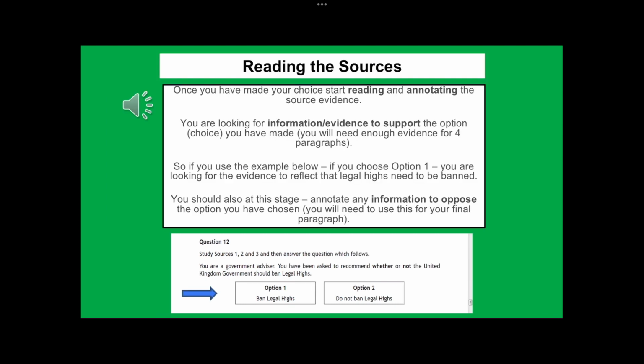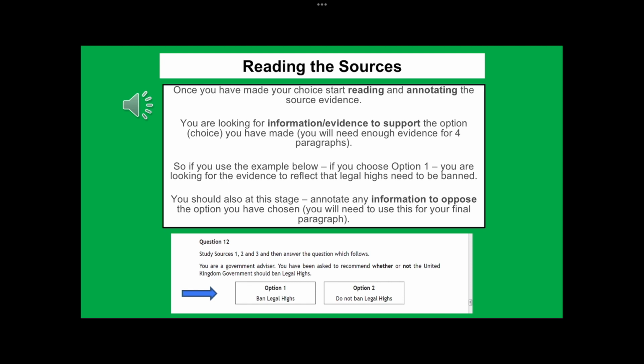Let's have a look at how you'd approach the option choice question. So once you've made your choice, start reading and annotating the source evidence. You're looking for information or evidence to support the option that you have made. Remember, you will need enough evidence for 4 whole paragraphs.